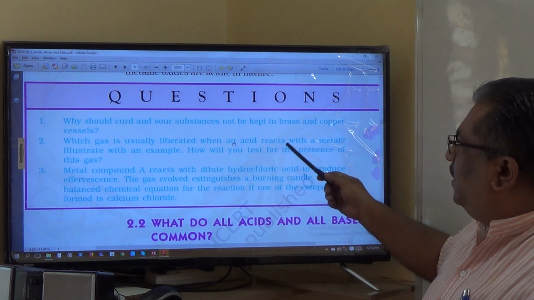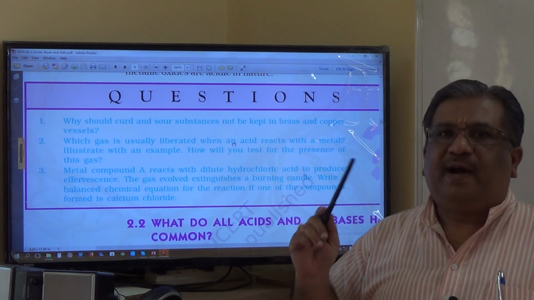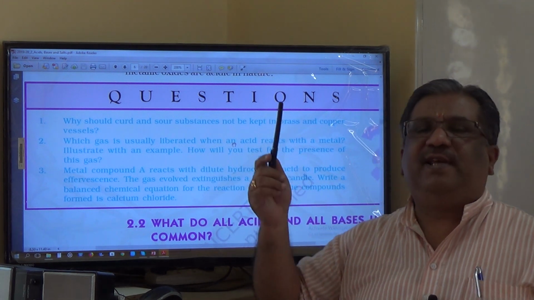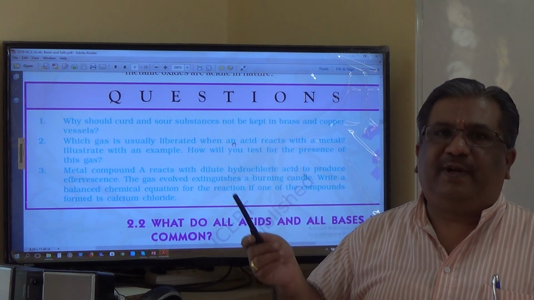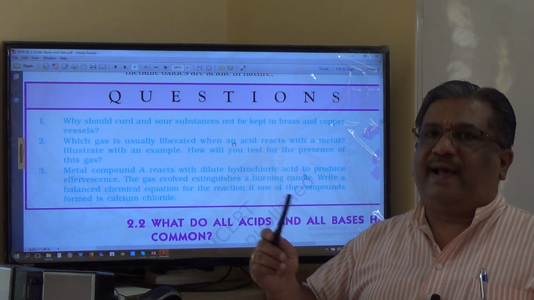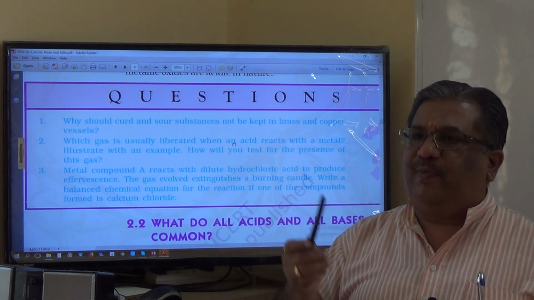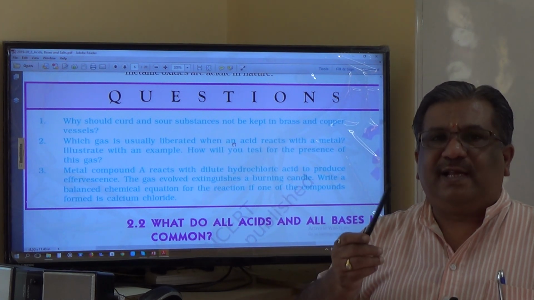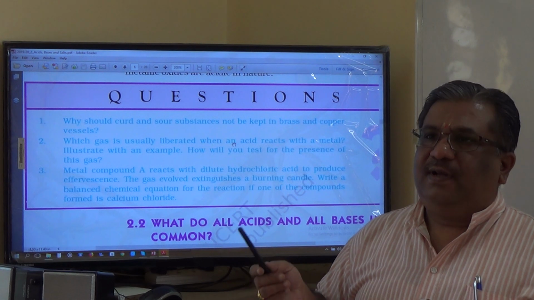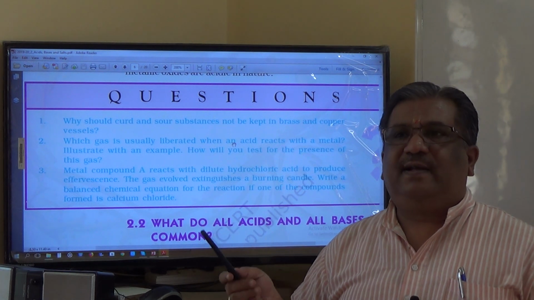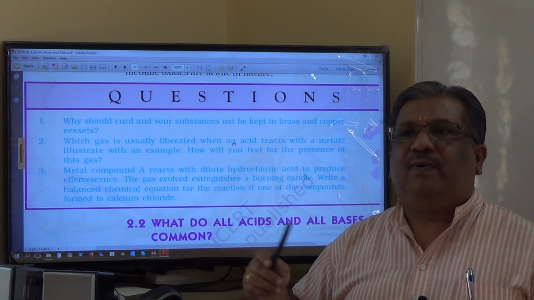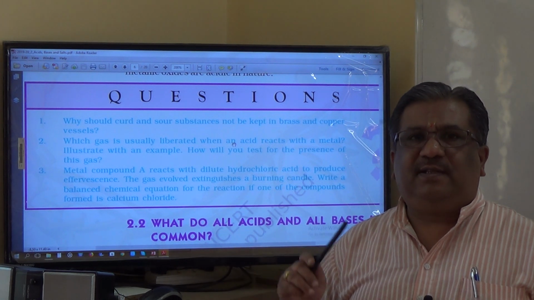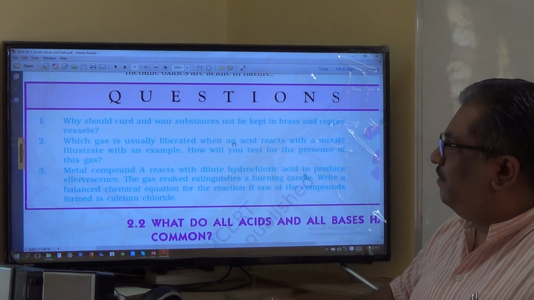So which gas is usually liberated when an acid reacts with a metal? Hydrogen gas is liberated. Illustrate with an example. Take zinc granules in a test tube, add sulfuric acid to this one, and the gas liberated is made to pass through the soap solution, and the gas forms the bubbles. Whenever a burning matchstick or a candle is brought near the bubbles, it will burn with a pop sound. Thereby it ensures that the gas liberated is hydrogen gas.